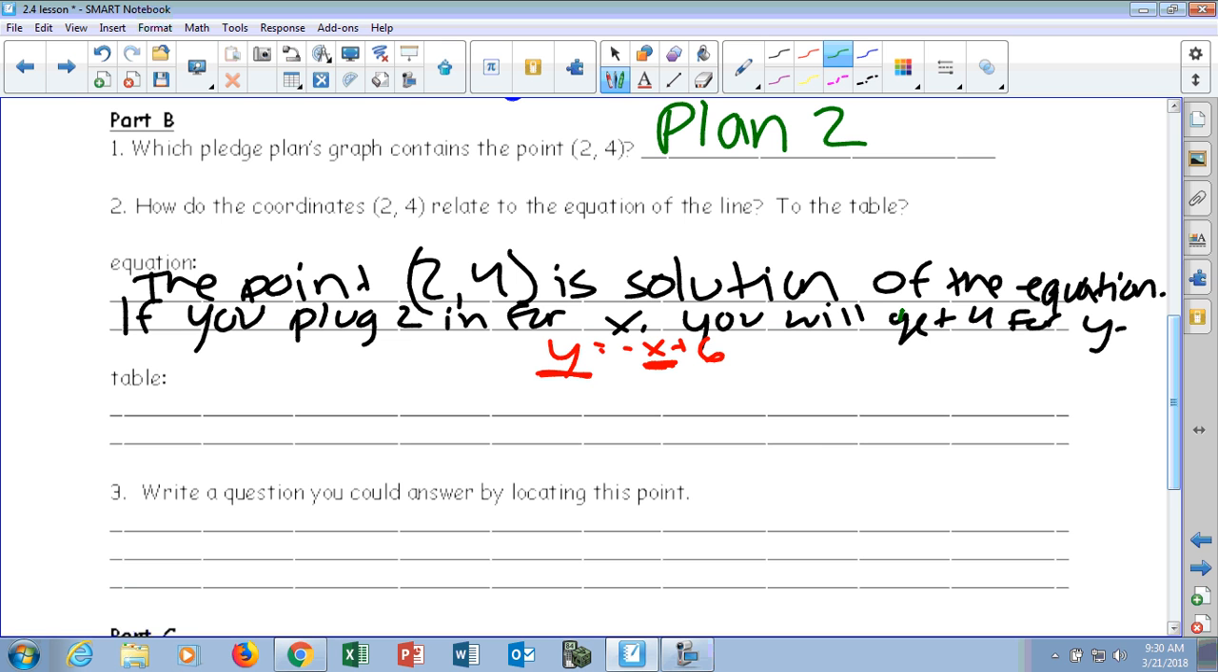You will get the number 4 for your y. Oops, sorry, I'm writing this wrong. Any questions as to how you could do that? That's your equation.